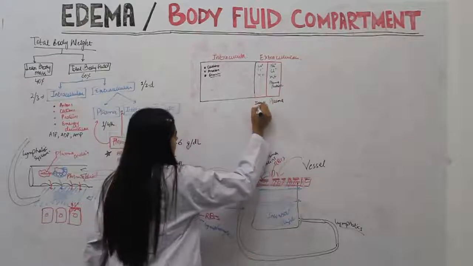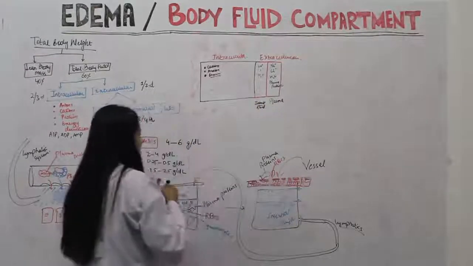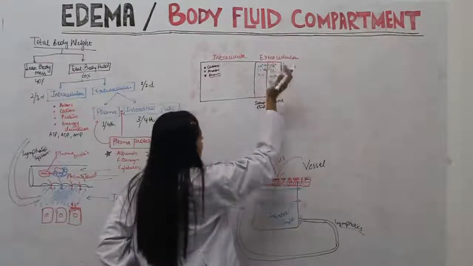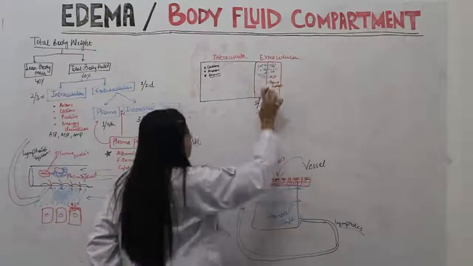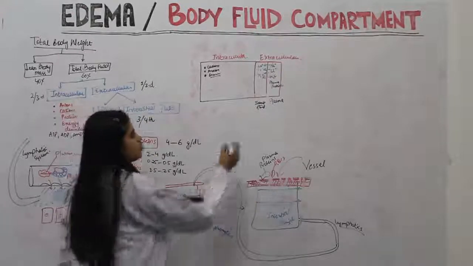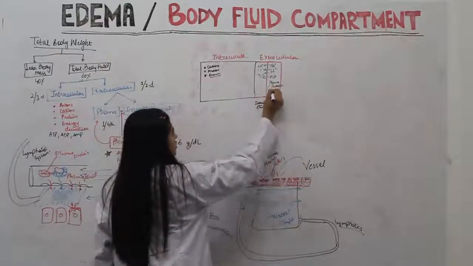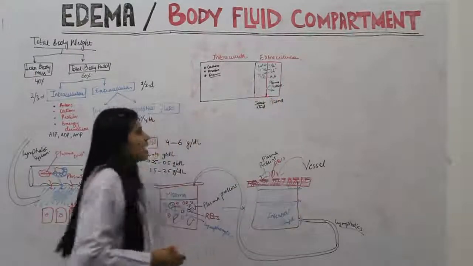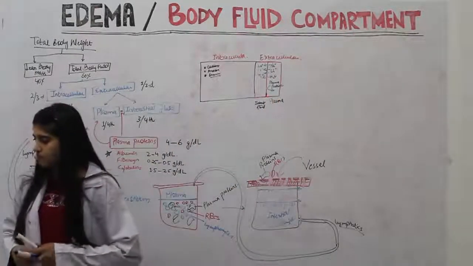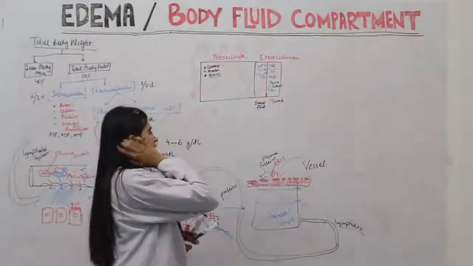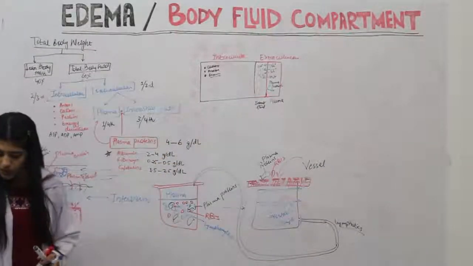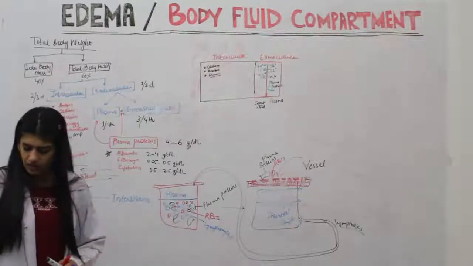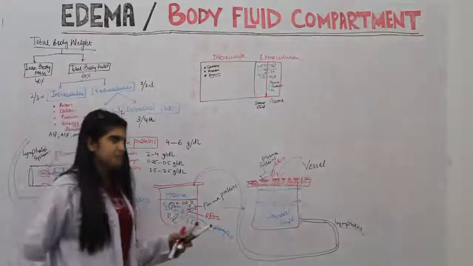This is the general thing. It is permeable to sodium, it is permeable to chloride, it is permeable to water, but it is not permeable to plasma proteins. So now you must know that the plasma proteins cannot go out. This is the very basic and very general thing which I want you to remember. Now, moving on further, we have to know about something.